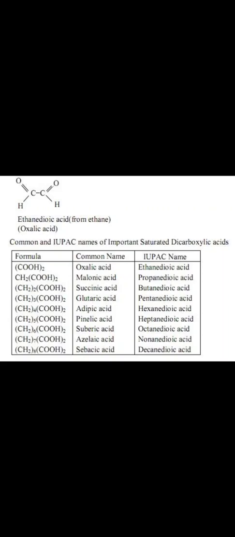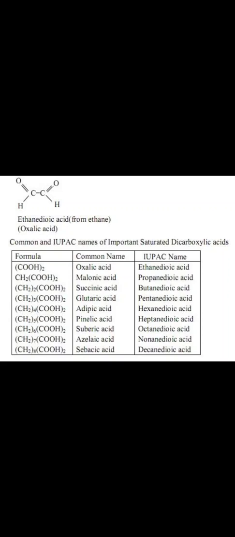With six carbons, the dicarboxylic acid is called adipic acid, and the IUPAC name of this compound is hexanedioic acid. The seven-carbon dicarboxylic acid is called pimelic acid, heptanedioic acid. In suberic acid we have 8 carbons present, and this is octanedioic acid. Azelaic acid is nonanedioic acid, which means 9 carbons are present in this carboxylic acid.